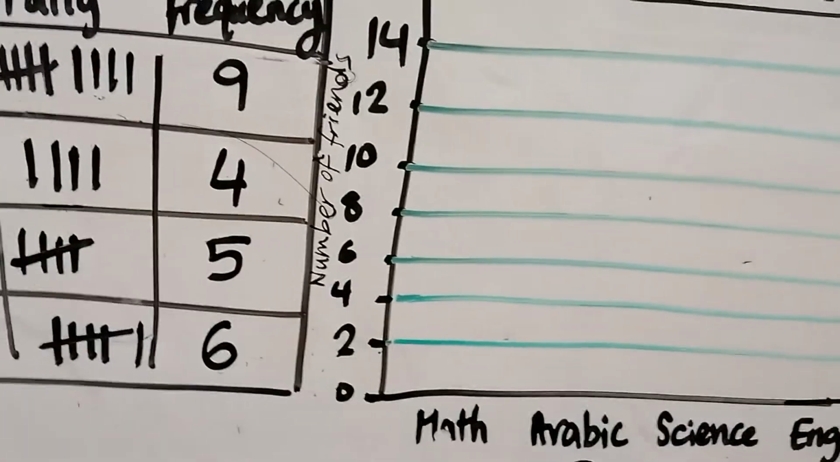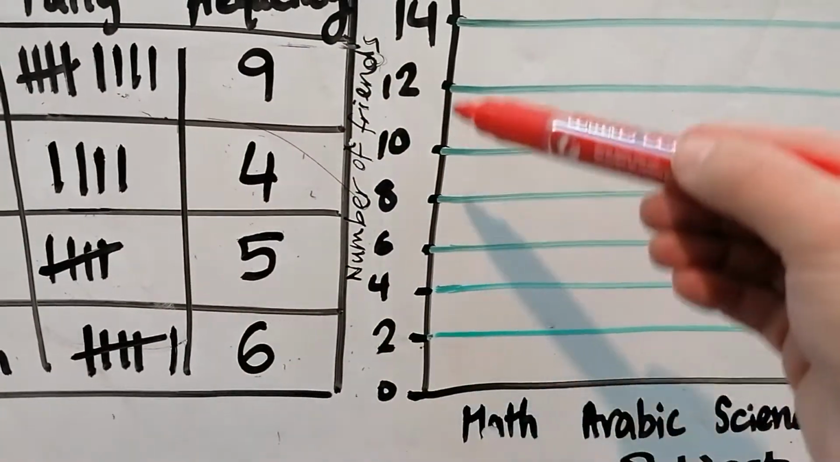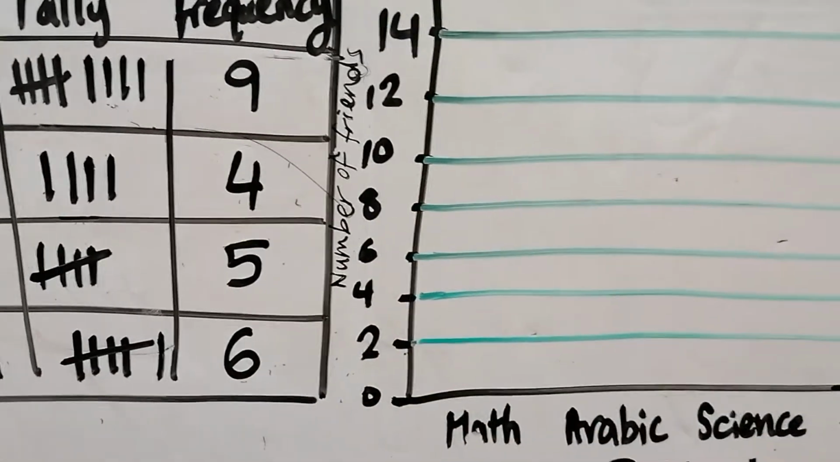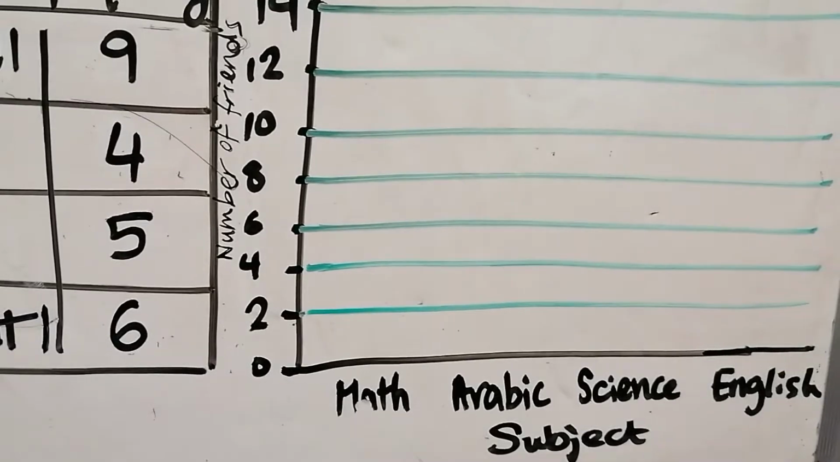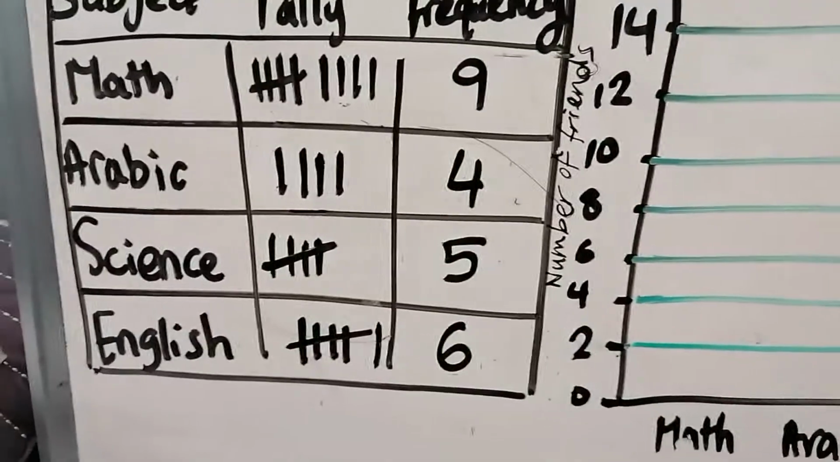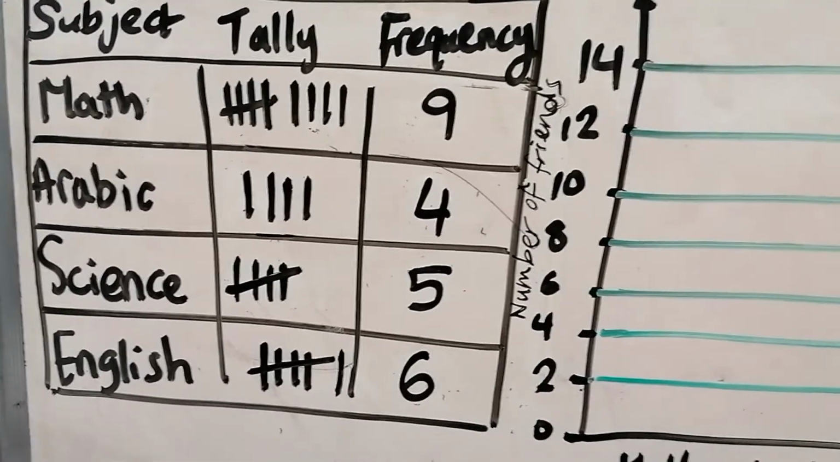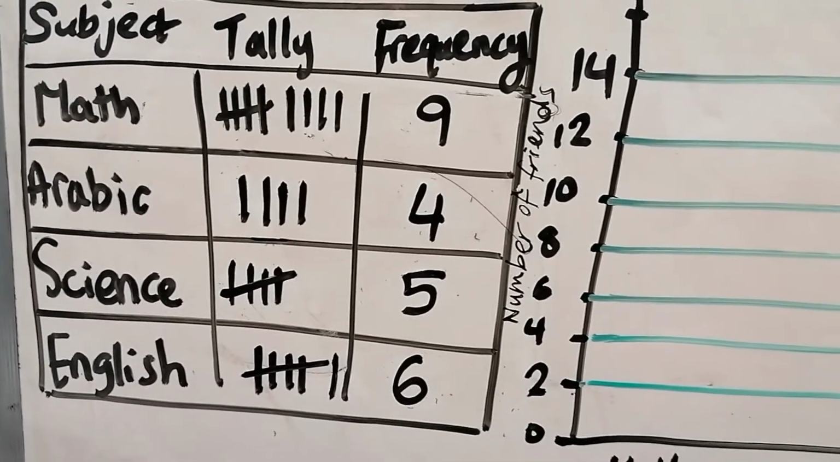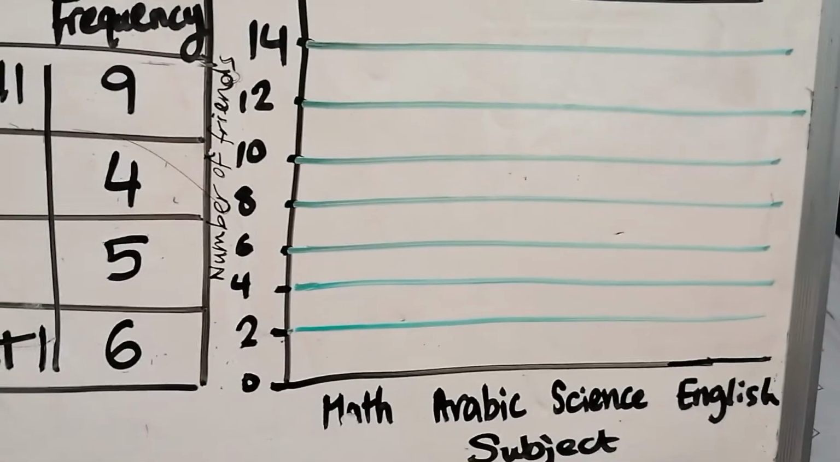Why? Because if we have a number like this, 9, it's not on the scale. We have to find it. Okay, so that's it. It's pretty easy, but we have to think about it. But let's take a look at the first subject, math. Math is chosen by 9 students. How can we draw a bar graph that represents 9?